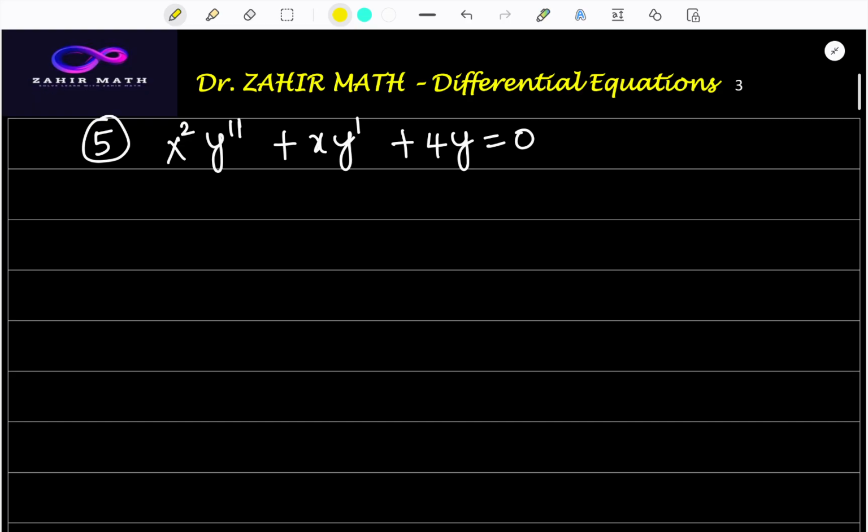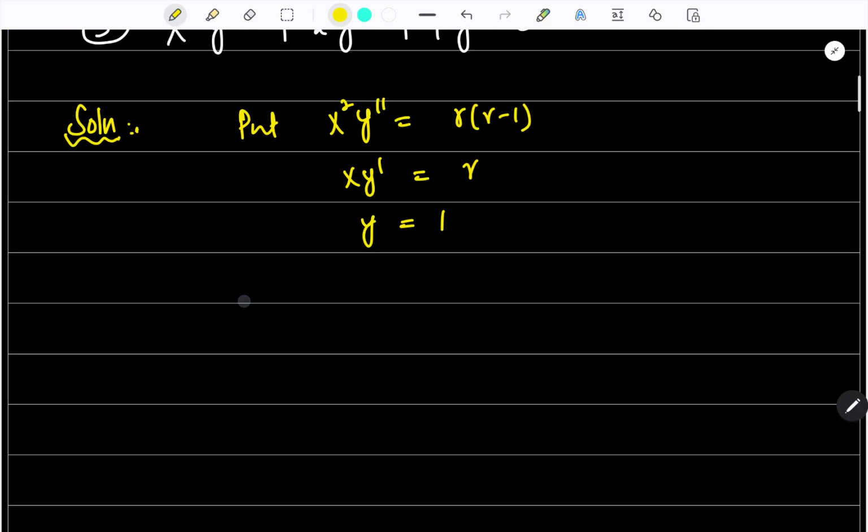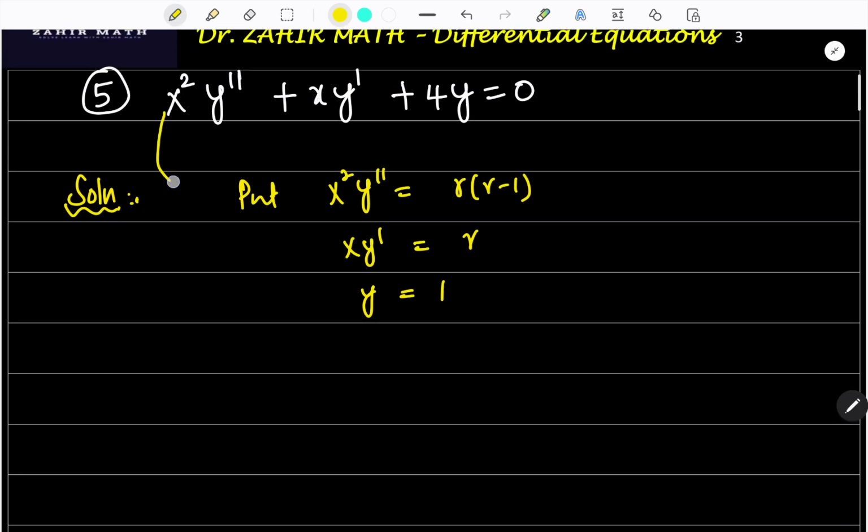x square y double dash, again you're going to do the solution, right? What is that? Put x square y double dash is r into r minus 1, x y dash is equal to r and y is equal to 1. If I put this one, automatically this differential equation changes the model: r into r minus 1 plus r plus 4 is equal to 0.